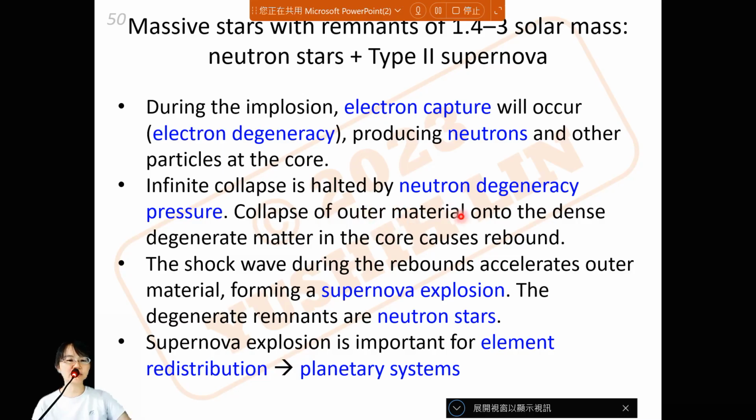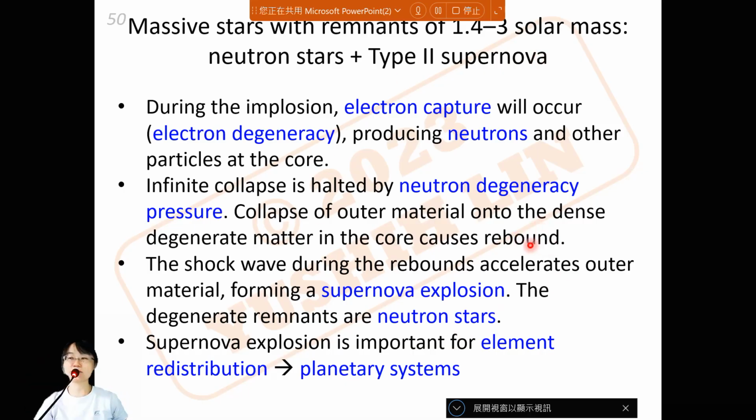Collapse of outer material onto the dense degenerate matter. This means a lot of neutrons in the core causes rebound. You can imagine that for a massive star, the remnant is also large. So when the collapse starts, the inner part will collapse first and form a lot of neutrons. And these neutrons, they are extremely dense. However, the collapse continues. The outer material will continue to fall on the neutron. The neutron is a little bit like a brick.